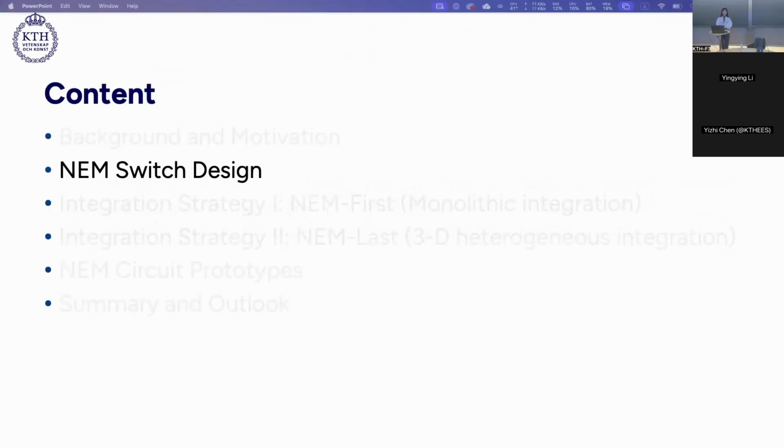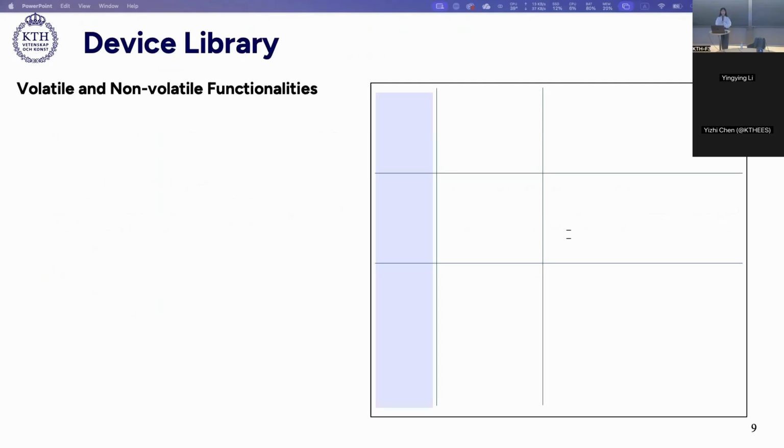Next, I want to introduce 3 different types of NEM switches in our device library with both volatile and non-volatile functionalities. For the volatile, we mean that the switch will turn off when the activation voltage is removed, so they can be used for building these logic functions.